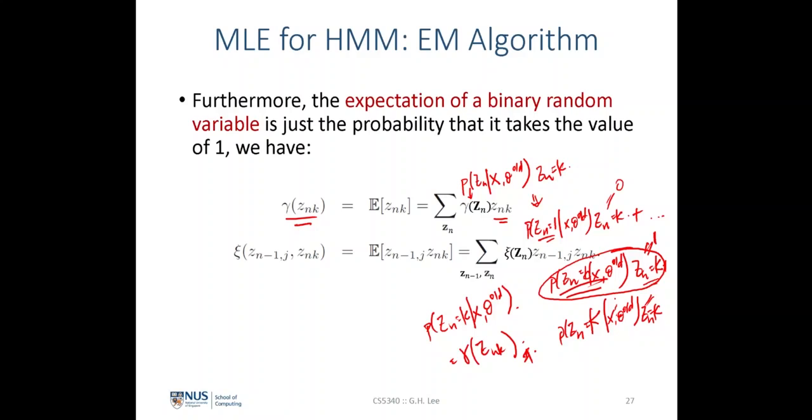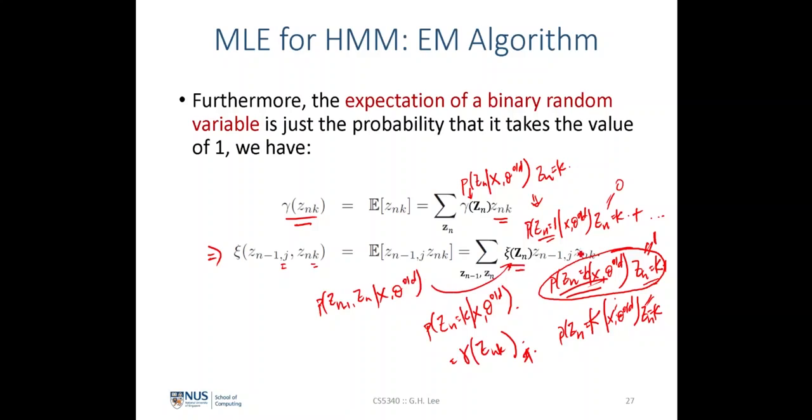We can also evaluate the same thing for the side term over here, over Zn minus 1 and Zn, where Zn takes a state of k and Zn minus 1 takes a state of j. So we'll take the expectation over these two random variables, where Zn minus 1 takes a state of j and Zn takes a state of k, over the posterior distribution, the joint posterior distribution of Zn minus 1 and Zn conditioned upon x and theta old.